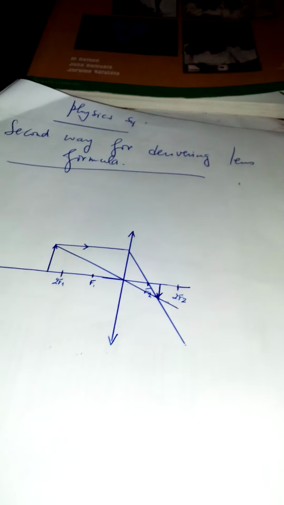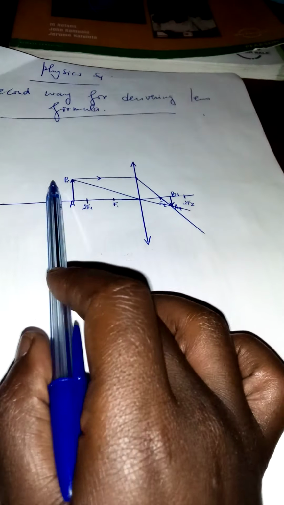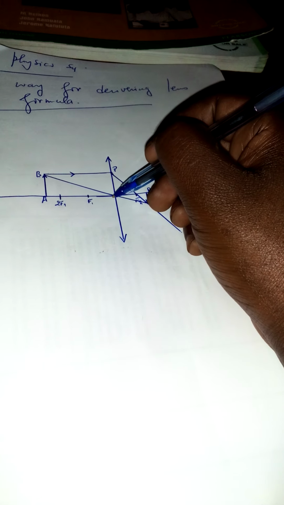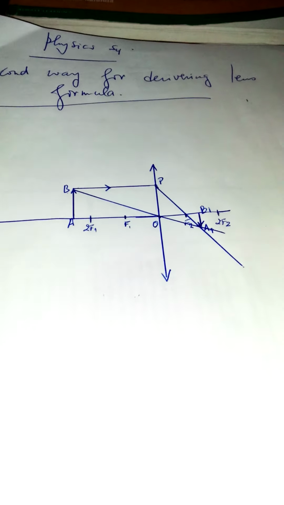So before we start, look at this drawing here. This one is the object AB, the height of the object. Here we have the height of the image, let's call it A1B1. Here we have the parallel rays from the object, the point called P, and on the center of the lens the point called O. So look clearly.